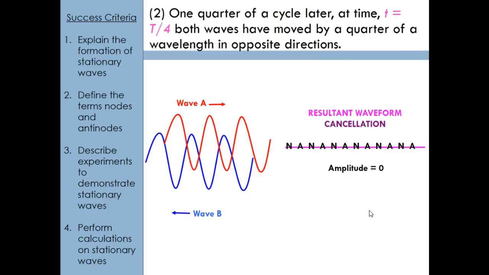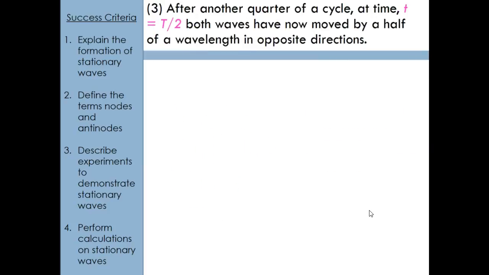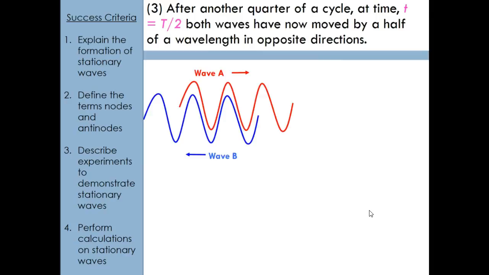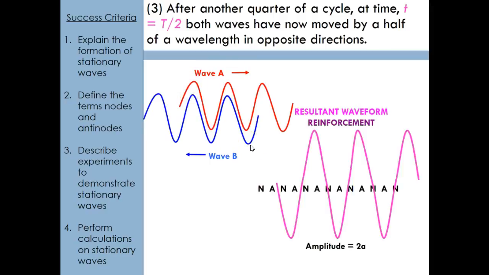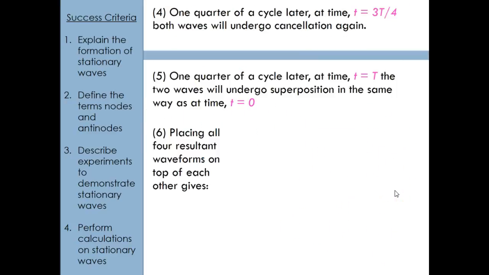So at time 0 I had reinforcement. A quarter of a cycle later I've got complete cancellation. Let's move on again. Let's move on another quarter of a cycle, so I'm halfway through the time period. They're both shifted again by a quarter of a wavelength, and now they've lined back up again. They're both back in phase, so I've got peak, trough, peak, trough. When I combine these together, I get reinforcement again, and I get this waveform that has twice the amplitude. If I go a quarter of a cycle later, again, I'll get cancellation. A quarter of a cycle later, I'm back to the beginning.